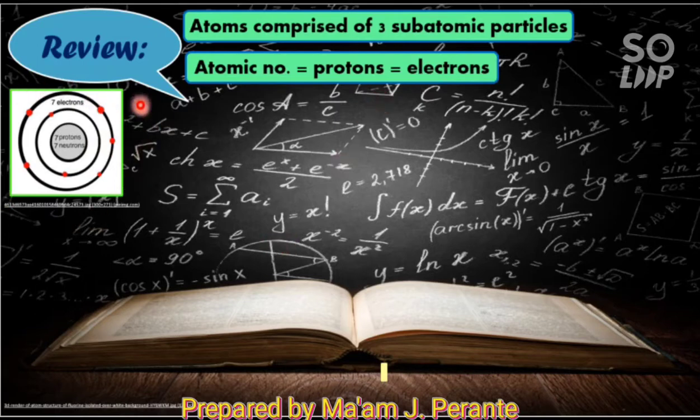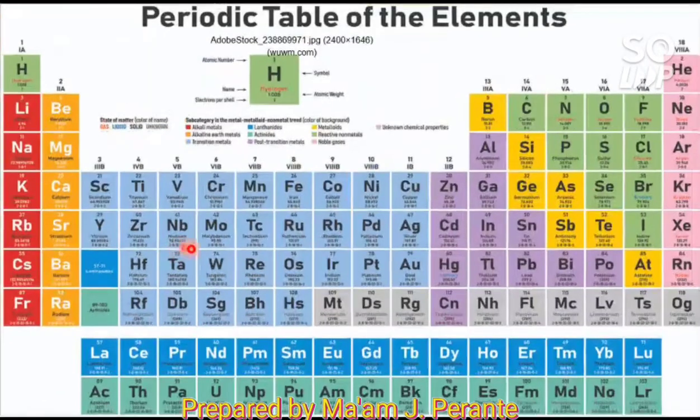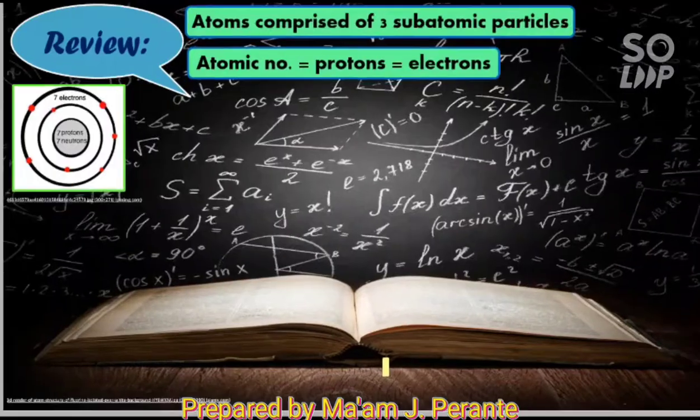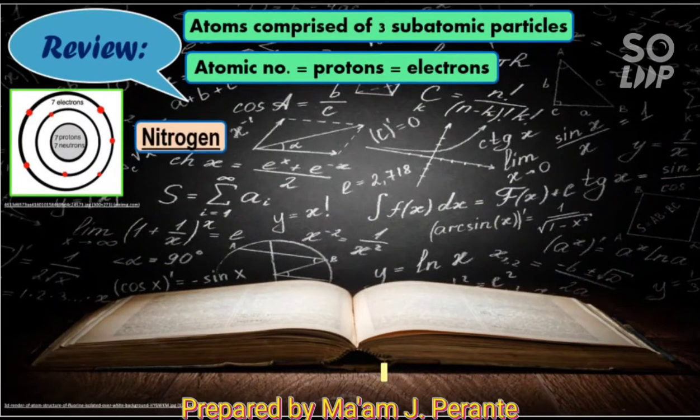So if this element has 7 electrons, what do you think is this element? You can check the answer in the periodic table. 7 electrons, meaning the atomic number is also 7. 1, 2, 3, 4, 5, 6, 7. So in that case, we have found the element as nitrogen because the electrons present here are 7. It only means that the atomic number is also 7 and that element is nitrogen.